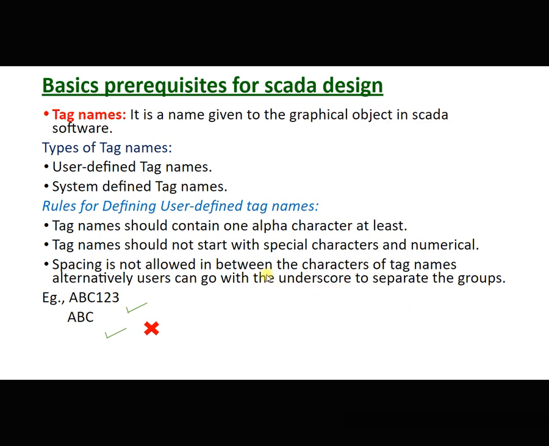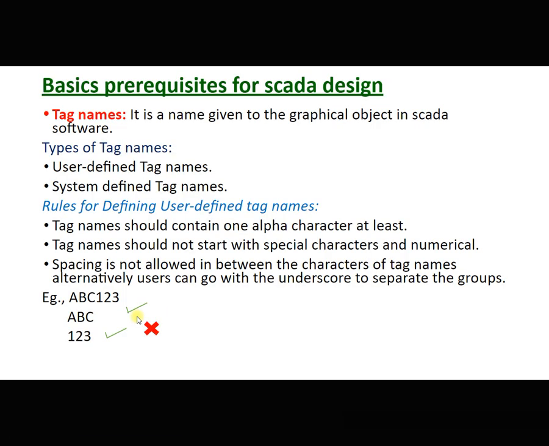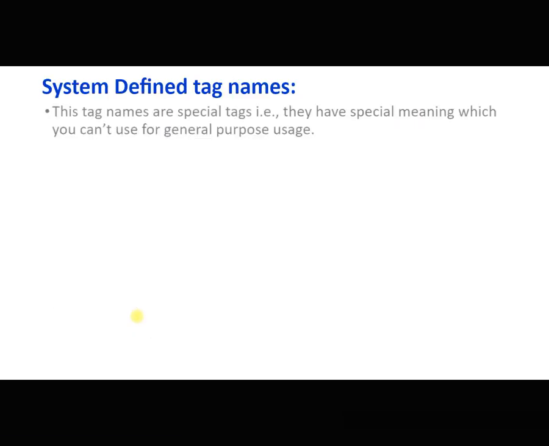I'll repeat one more time. It should always start with a character, we should have at least one character, and spacing is not allowed. Like this you can define tag names. Again, there are discrete, integer, analog or real, and string types of user defined tags. I'll explain the different types. System defined tags I already told you about.